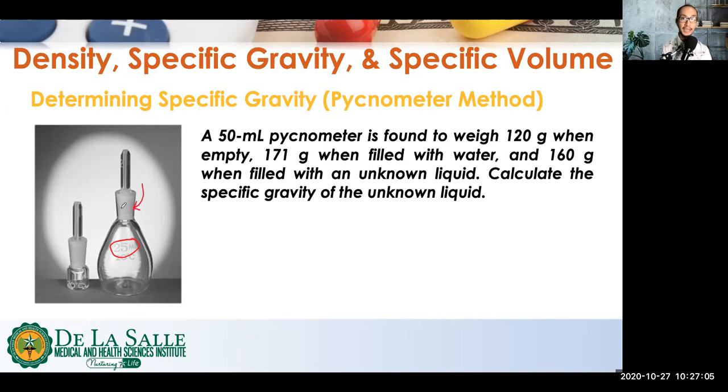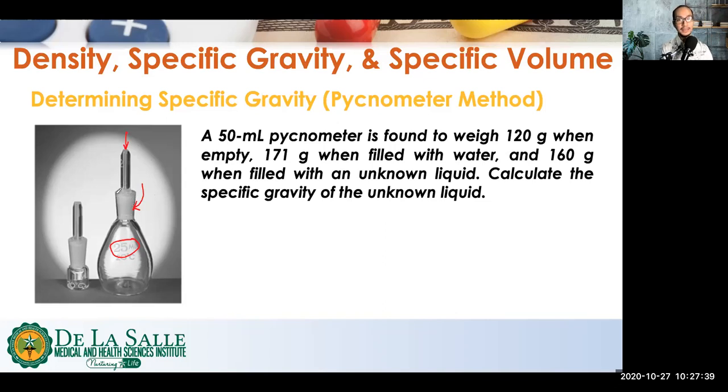Now, the pycnometer has a ground glass stopper, because it will really close the container and prevent any bubbles in your container. Another way that it prevents formation of bubbles inside the container is through the capillary that is in the stopper. So the stopper has a hole, unlike your volumetric flask, whose stopper is solid and has no capillary.